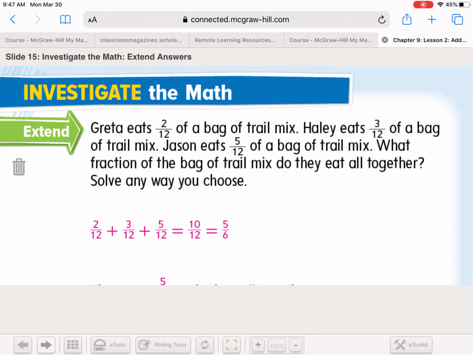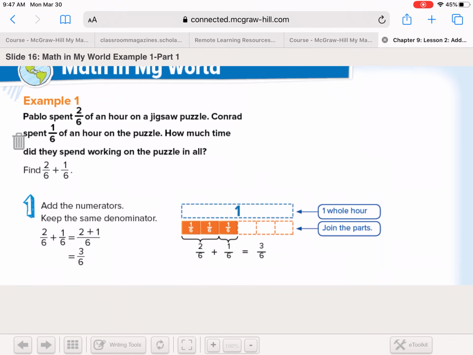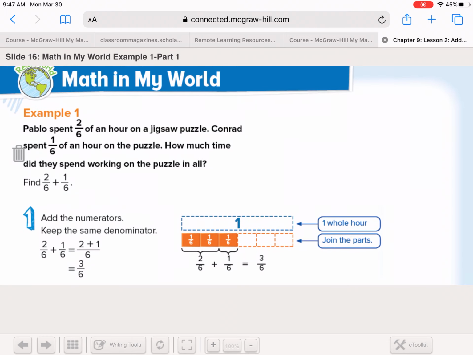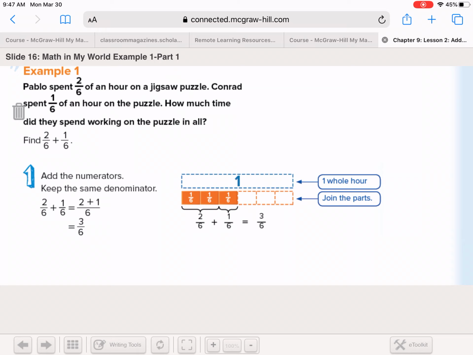I implore you to go cut up a candy bar today and find that out. Cut it into 12 slices. First 6, then 12. Never mind. Your parents will say, what is she talking about? Is she losing her mind over there at home? All right, math in my world. So, boys and girls, this is in your book, so follow along with me. If anyone can hear, Eloise is playing her accordion in the other room.